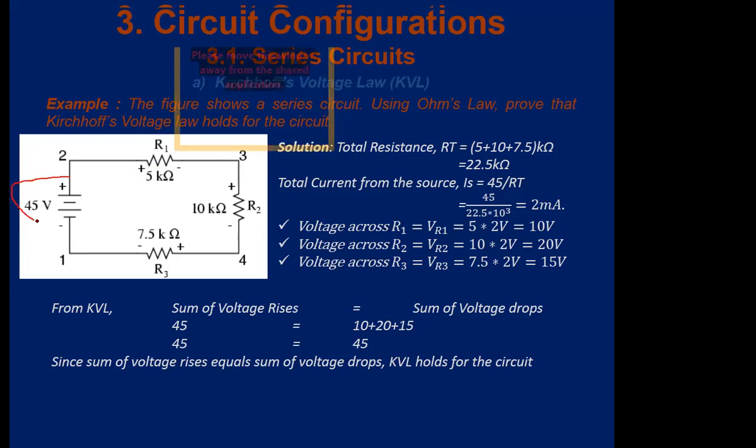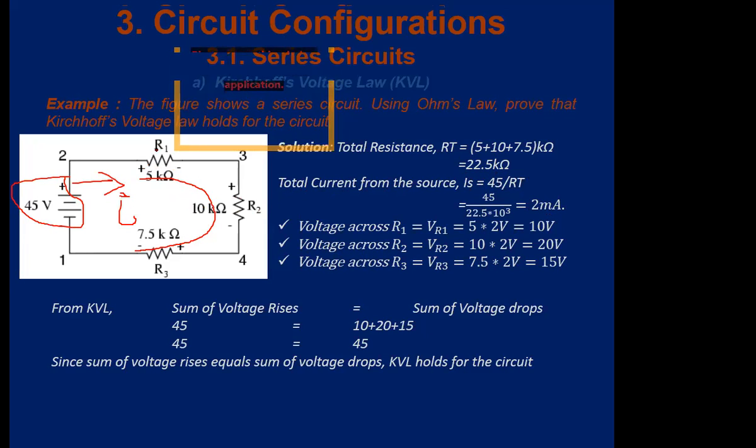But V is given as 45. So we need the value of R, which is the sum of these three resistors, because they're in series. It gives you 22.5 kilo ohms. Then I, which will be the current flowing in that circuit, will be equal to the voltage divided by the total resistance, which is 2 milliamps.